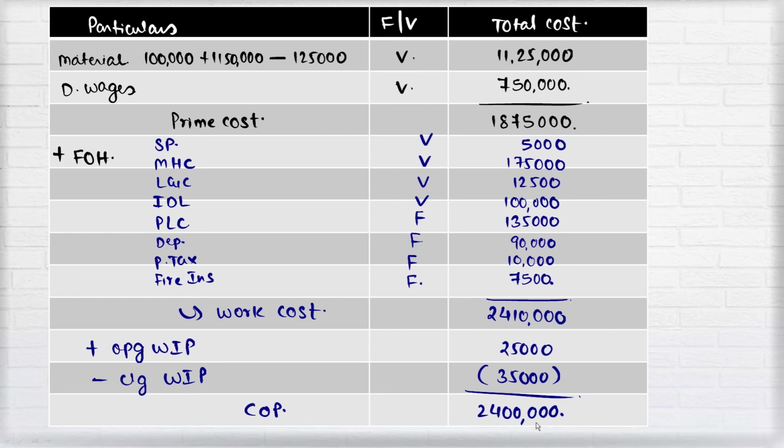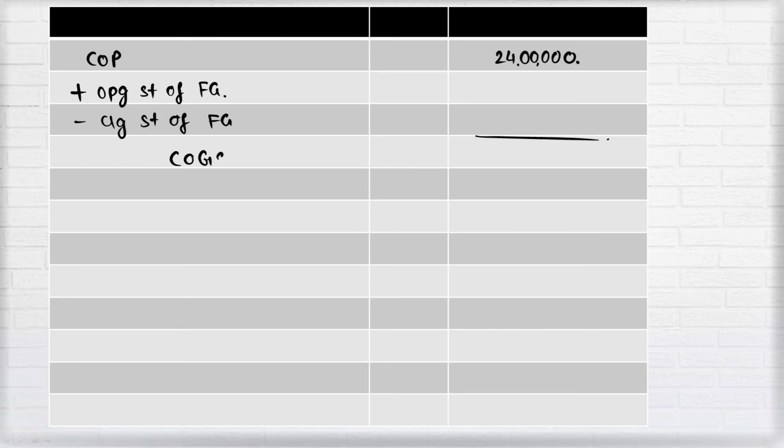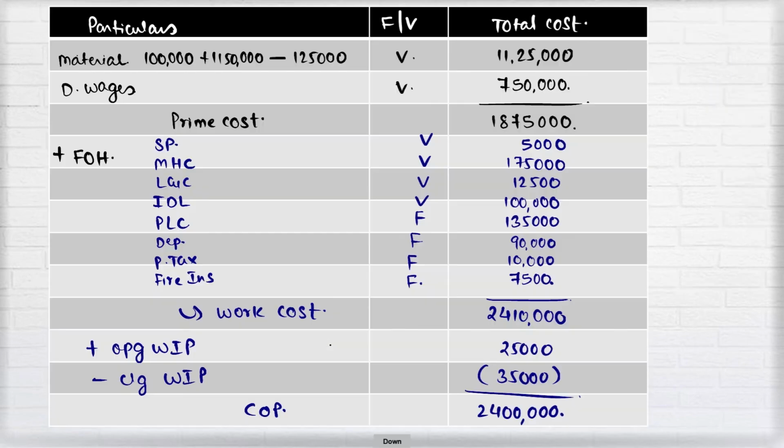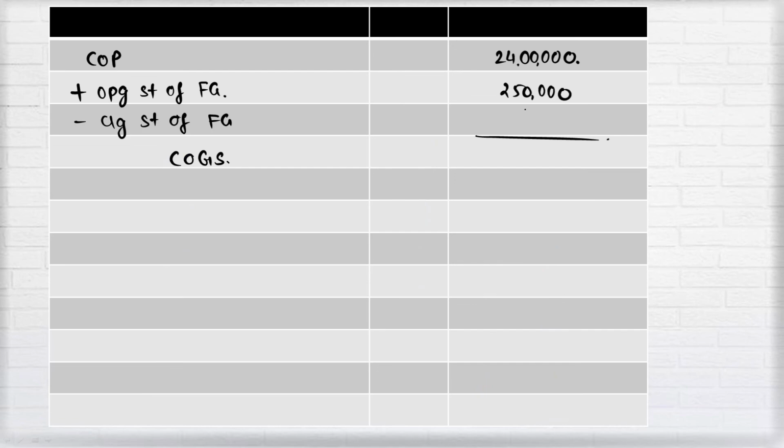What is my total cost? Cost of production is 24 lakhs. After cost of production, I add opening stock of finished goods less closing stock of finished goods. I will be getting COGS. See, in opening stock and closing stock, whenever you are adding and subtracting, you don't have to tell whether it is fixed or variable because it is not in the nature of the cost. It is 2,50,000 minus 3,75,000, 1,25,000. This is 22,70,000.